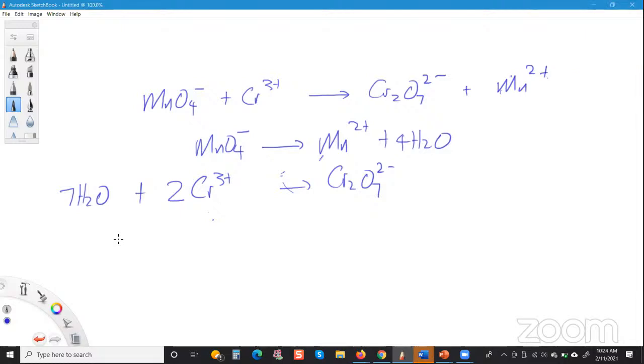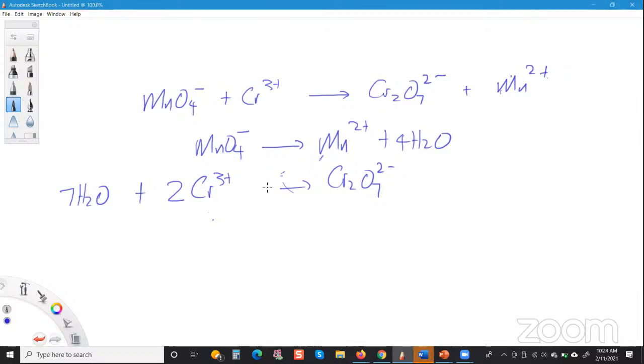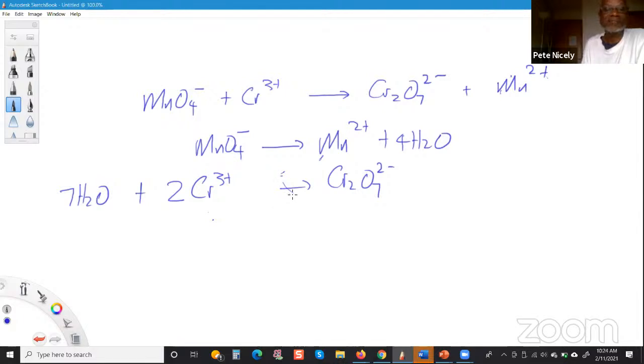Is this where you balance the charges? Okay, so to balance the charges, how would you balance the charges for the first half equation? You add an electron. Whoa, stick a pin. We need to balance the hydrogen ions first.